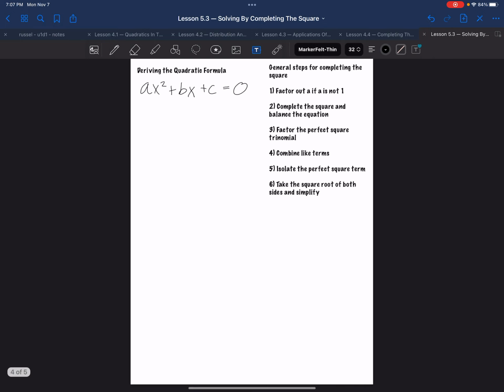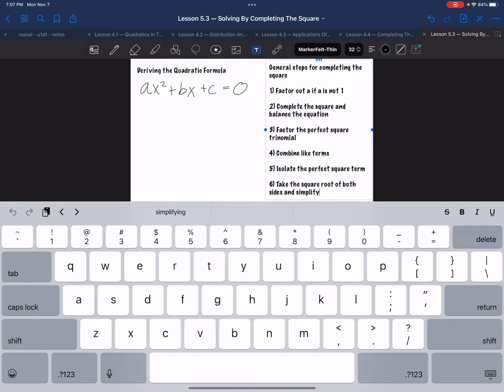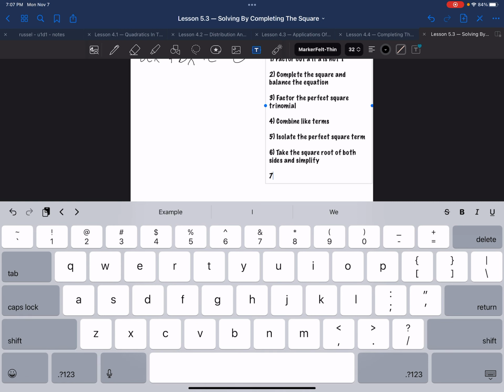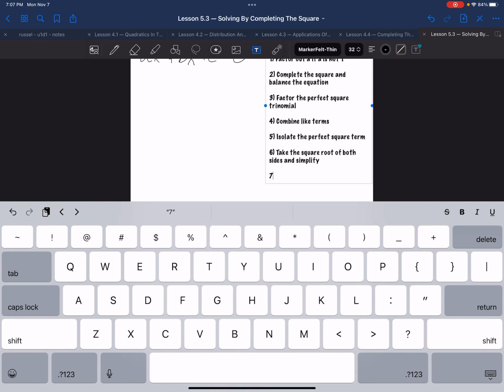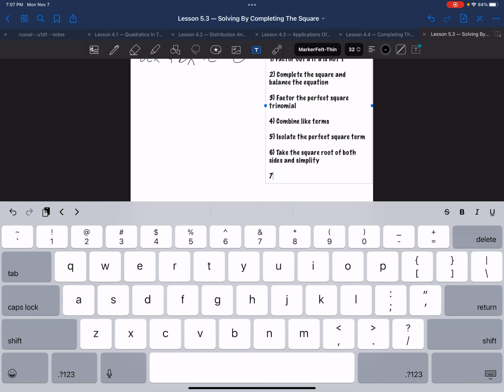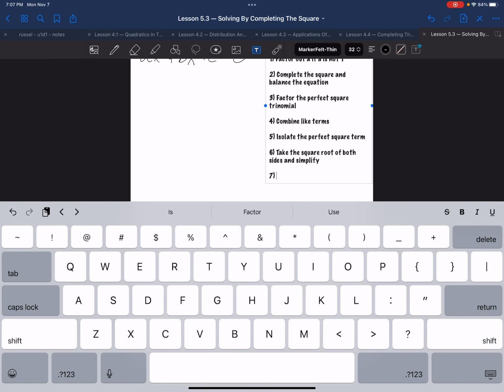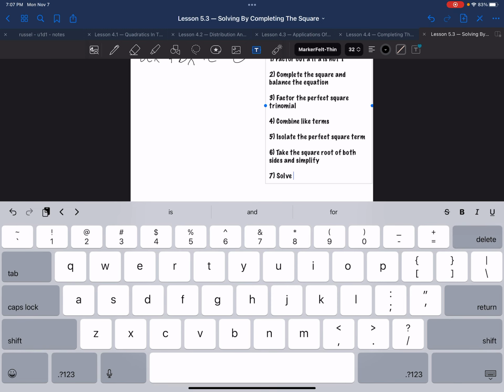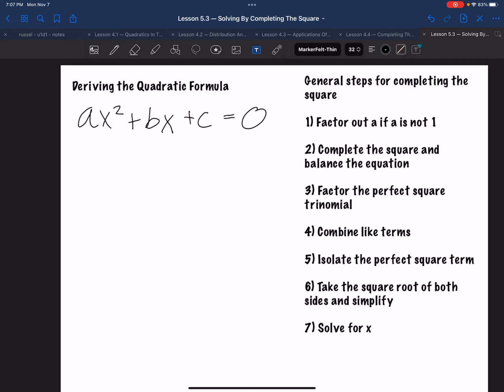Hey, let's add that. Can we add that real quick? Step 7. Ooh, not step 70. Step 7. Oh, gosh. Come on. Solve for x. There we go. Okay. All right. There we go.